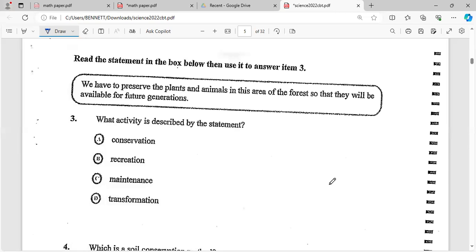Read the statement in the box below, then use it to answer item 3. We have to preserve the plants and animals in our area of the forest so that they will be available for future generations. What activity is described by the statement? Is it A, conservation, B, recreation, C, maintenance, or D, transformation? And that would be conservation, so that's A.